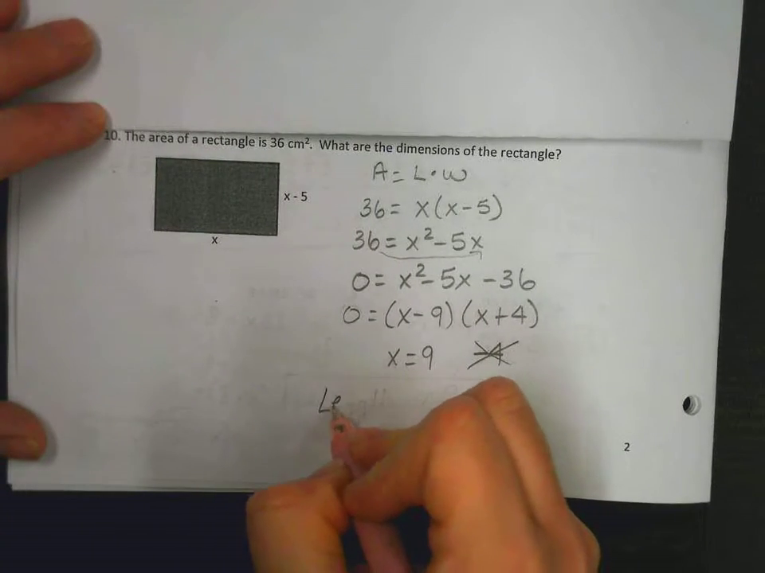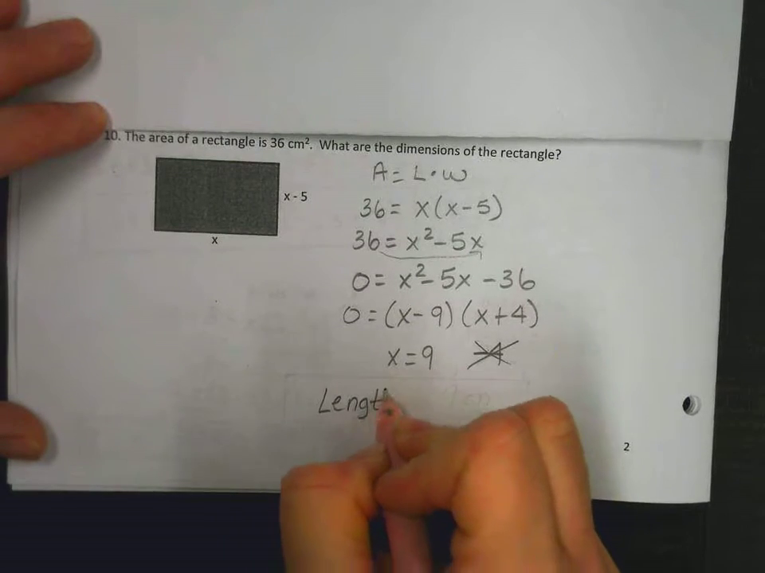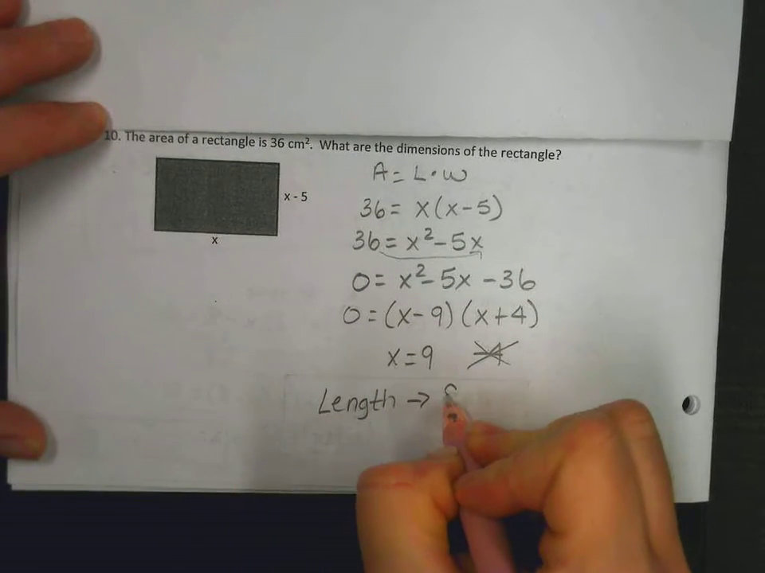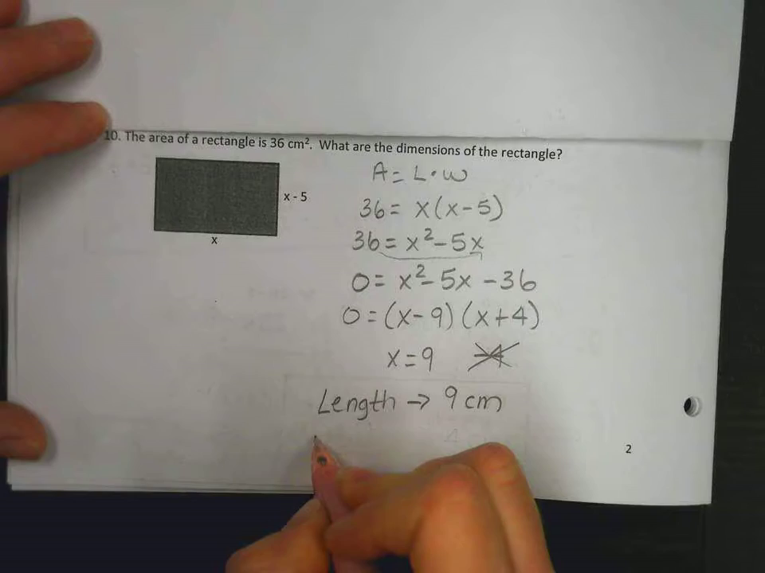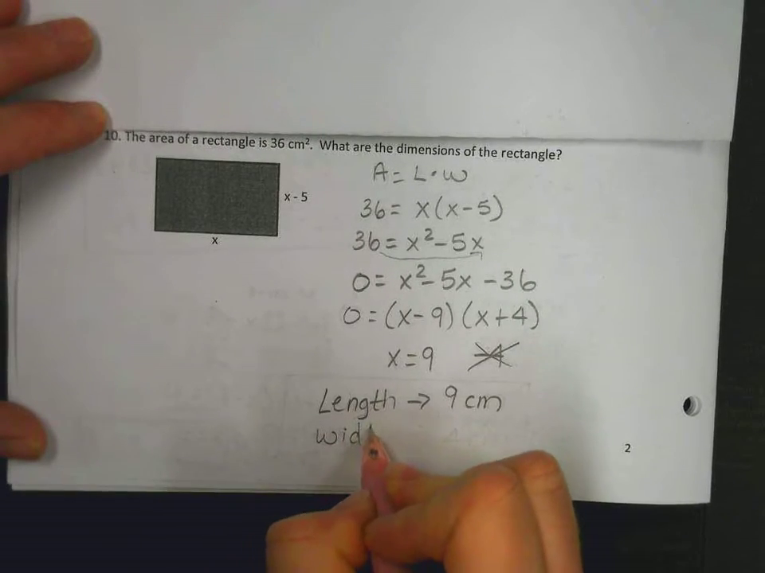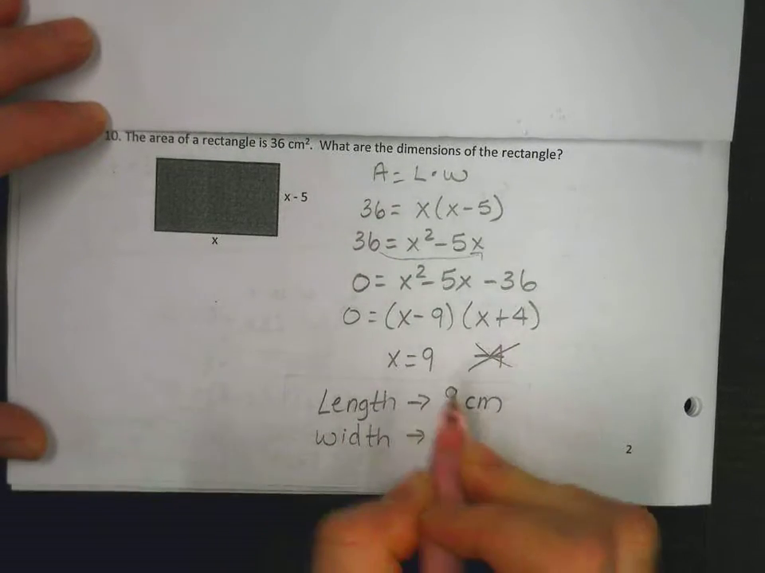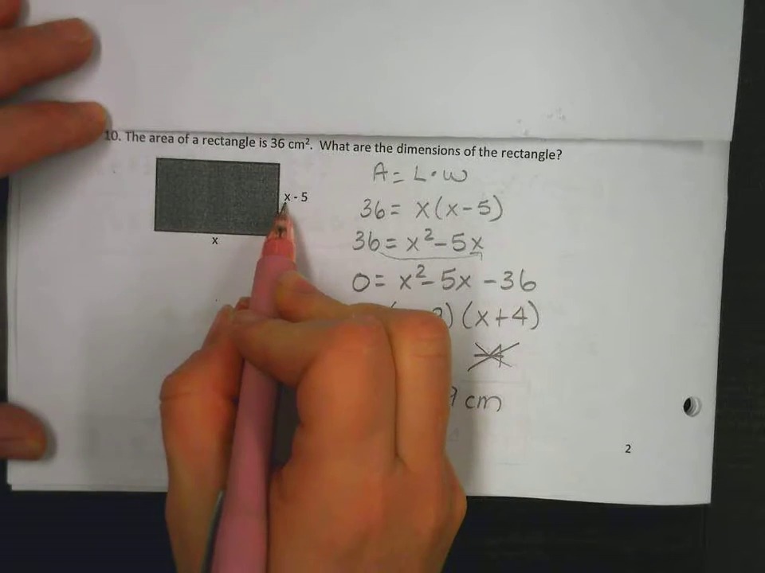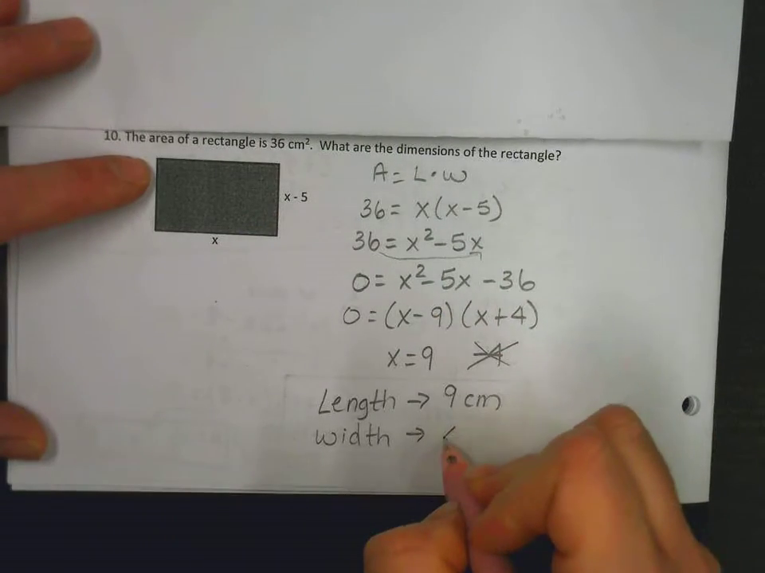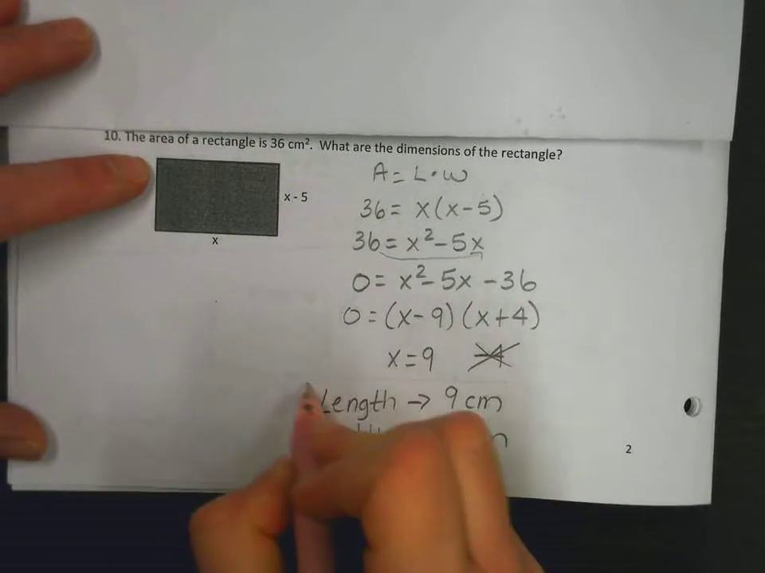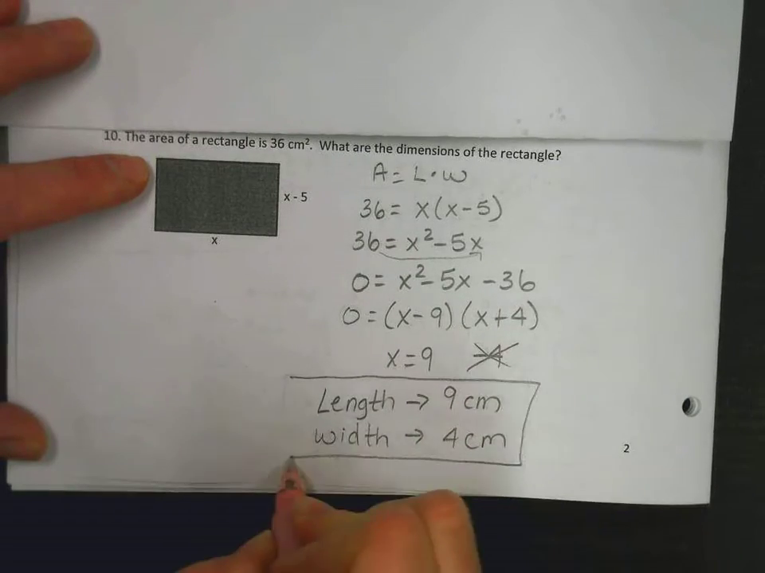So the length of my rectangle would be 9 centimeters. The width, by substituting 9 in for x here, 9 minus 5, would leave me with 4 centimeters. And these would be the dimensions of the rectangle.